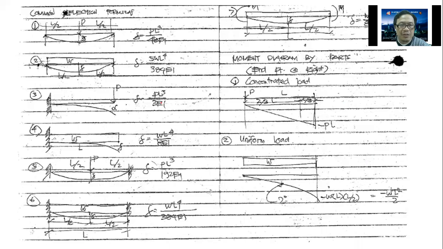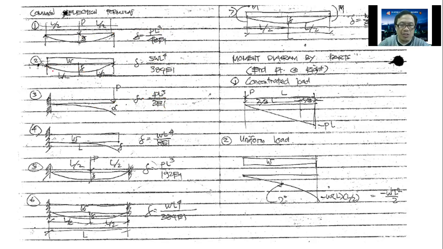Okay. So here are some basic formulas in deflection for beams that you might need. No need for you to compute anymore using the deflection method, like double integration or the area moment method. So these are the basic formulas that you should already memorize. For example, if this is a concentrated load, the deflection at the midspan is PL cubed over 48 EI. And if you have a uniform load, you have 5WL to the power 4 over 384 EI. If you have a cantilever with a load at the free end, you have PL cubed over 3 EI.